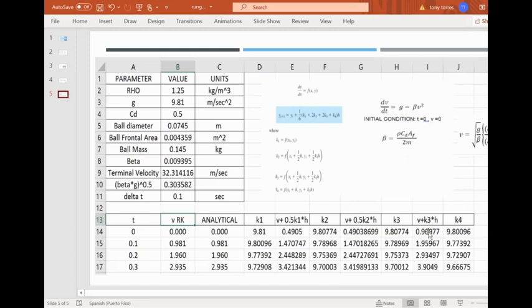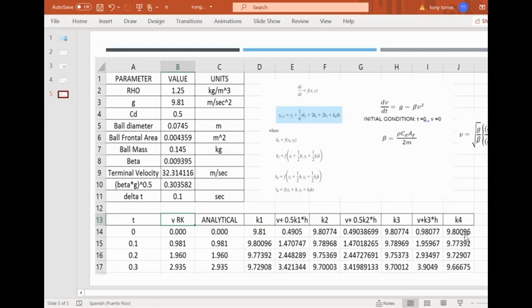Now for the last one, K4, basically you again use the initial value, which in this case is 0, plus K3, whatever value you got here, times the step, and finally you get this argument, and that's the one that you use here again. So that ends up with your fourth slope.